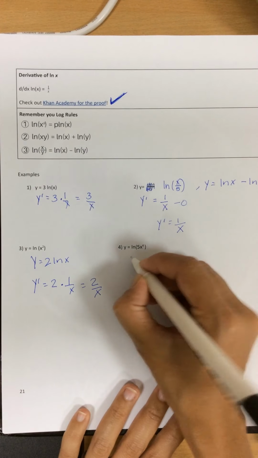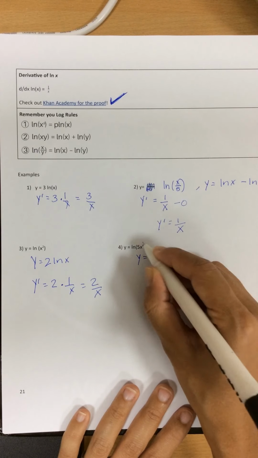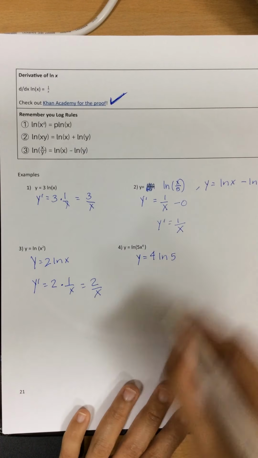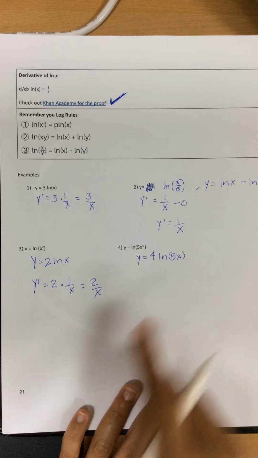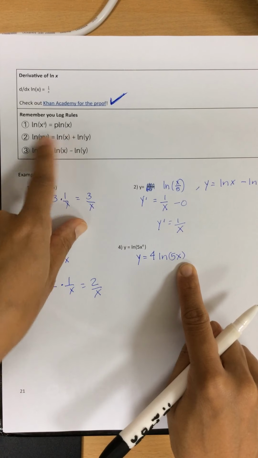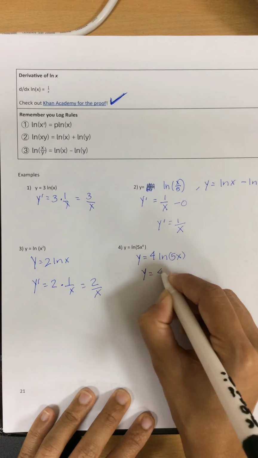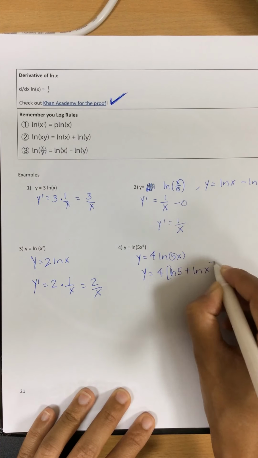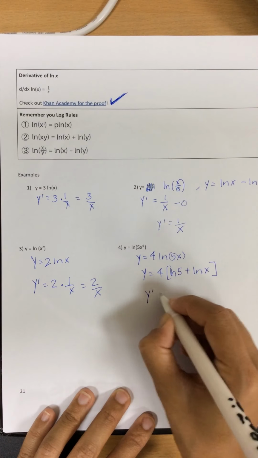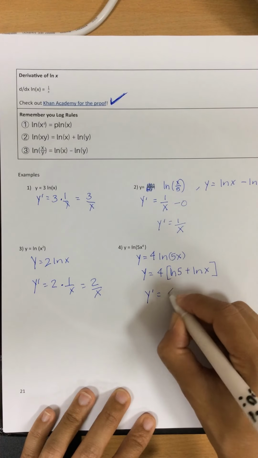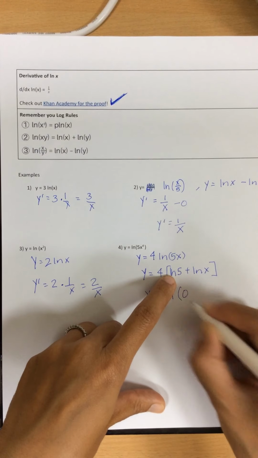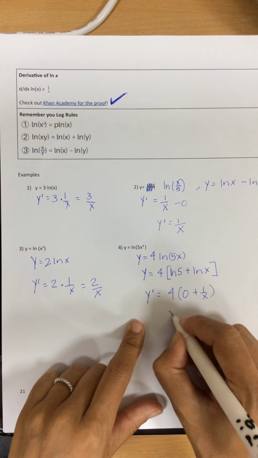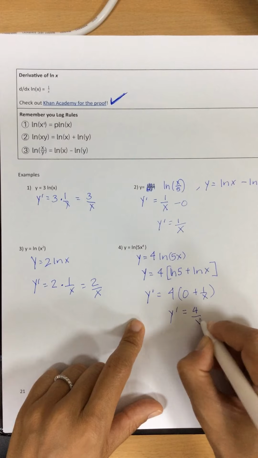All right, here, let's rewrite y first. So the first thing I know is that I can take this 4 out and write it as 4 ln of 5x, almost forgot that part. And now this is a product, so I'm going to use this second rule. So y equals 4 times ln of 5 plus ln of x. So then y prime is equal to 4 times the derivative of ln of 5, that's just a constant, plus the derivative of ln of x is 1 over x. So then y prime is equal to 4 over x.